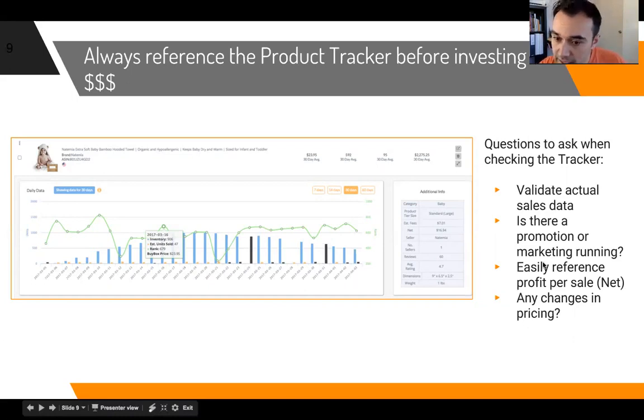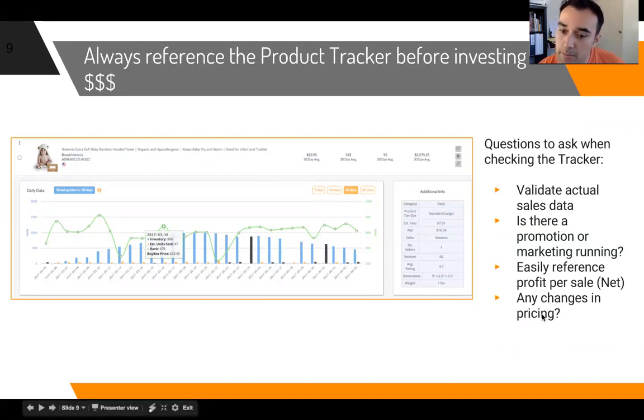Okay, another thing to keep in mind is that you can easily reference the profit per sale. So the net amount, you can see that over here. It gives you an estimate of the FBA fees that you would pay. If you were selling this product at this price, you would pay $7.01 in FBA fees, leaving $16.94 left over. So you can easily see that amount, and then you just subtract your product cost and your shipping cost from that to find out your true profit.